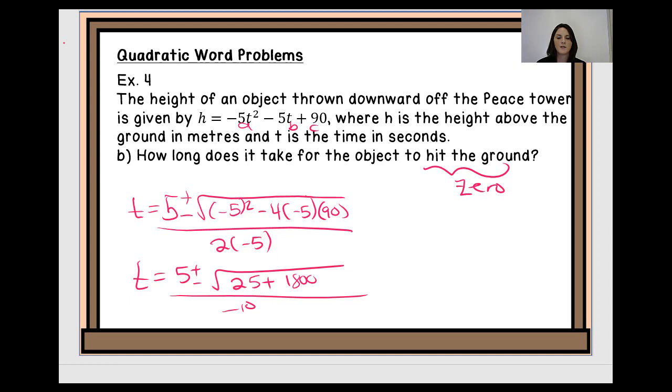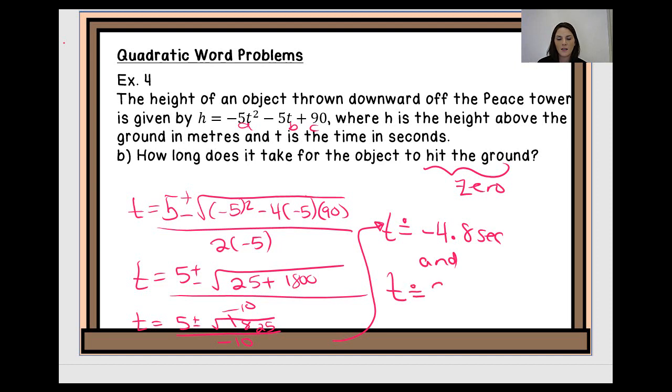Looking underneath the square root, I have a positive number, so I know I'm going to have two zeros. Okay, let's keep going. So we have t approximately equal to negative 4.8 seconds, and t approximately equal to 3.8 seconds. And since time cannot go backwards, we can say that negative 4.8 is inadmissible. So therefore, it takes the object 3.8 seconds to hit the ground.